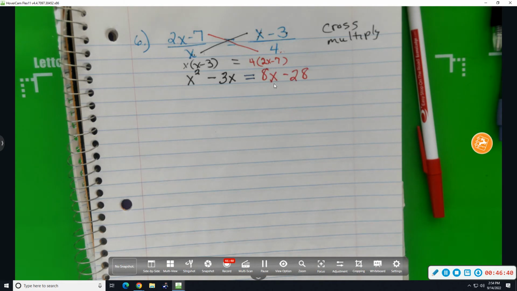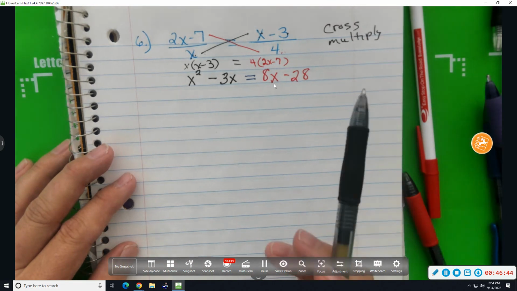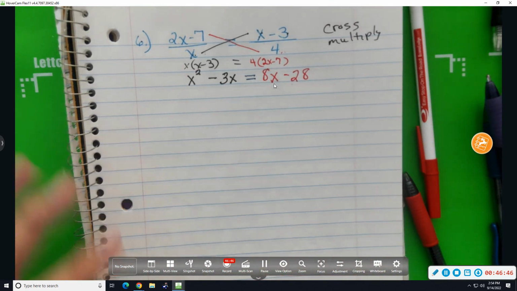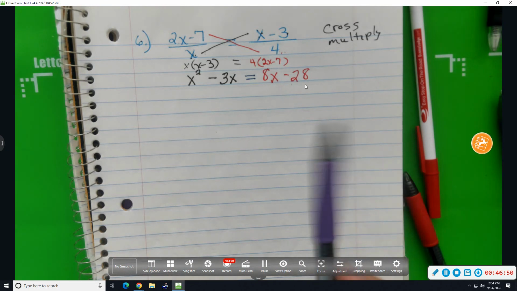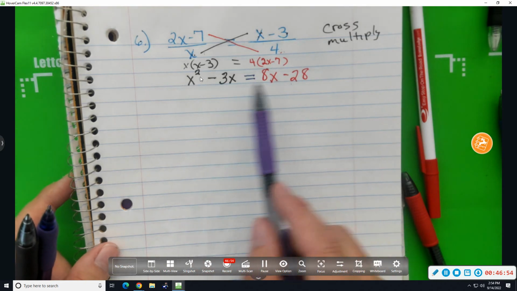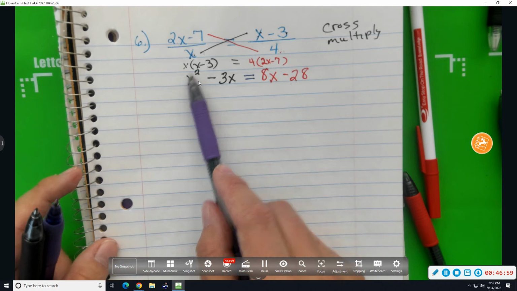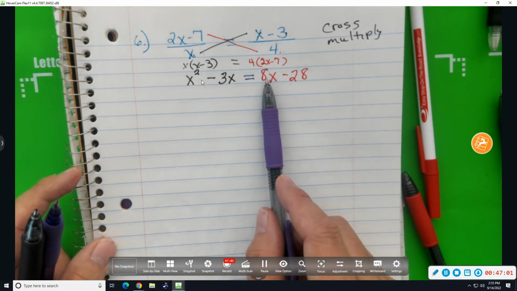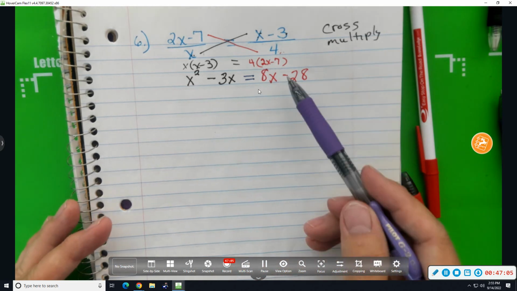Oh, okay. Well, it's quadratic, so we better get it set equal to 0. Where do you think I'm going to get the 0, on the left or on the right? I think I'm going to get it on the right, because I don't want to move this x squared over. If I did, that positive 1x squared would become a negative, and I don't want a negative in front of my x squared. So I'm going to get the 0 on the right.